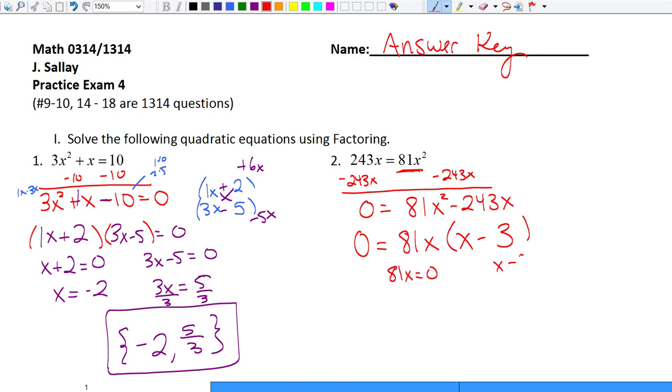So now I'm going to set each of the factors equal to 0 and solve. So when I'm solving for 81x equals 0, I just divide both sides by 81, and I'm getting x equals 0 divided by 81, which is just 0. Then I add 3 to the other side, and I'm getting 3. So my 2 solutions are 0 and 3.